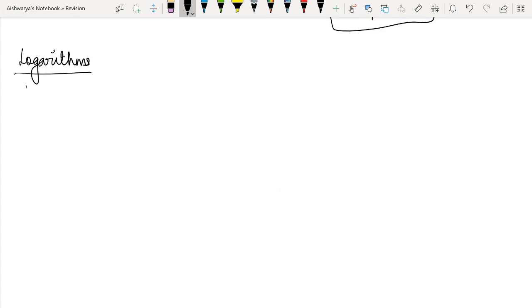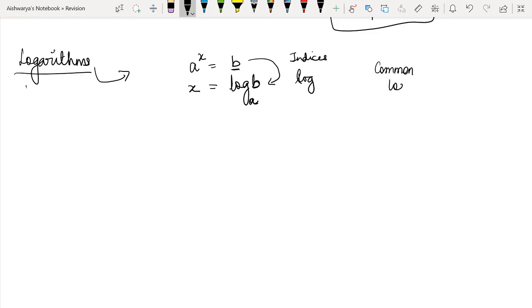So logarithm property. Logarithm flows from indices. I told you a power x is equal to b. Now suppose I take log of b. This should always have a base. This base is called a. Now this will be equal to x. So this I have converted. This is the indices form. This is the log form. This is the indices form and this is the logarithmic form. So how do we convert? We take log on this side of the result. All logarithms have a base. There are 3 types of bases: common logarithm, natural logarithm, and there is binary logarithm.